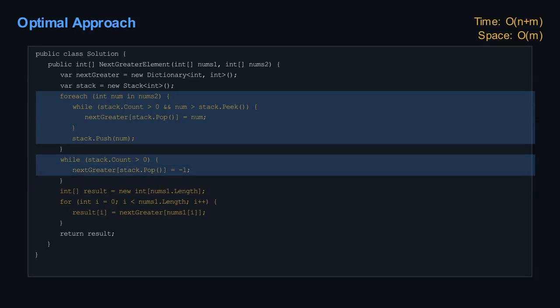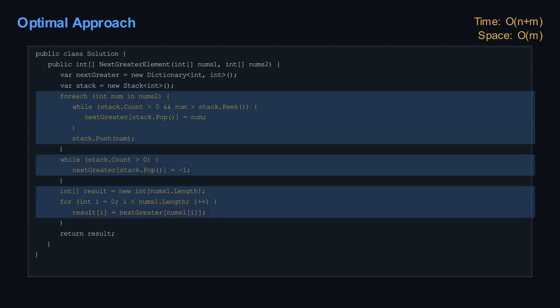After the loop finishes, any values left in the stack never saw a larger element, so we pop them all and record -1 in the map. Finally, we build the result array by looking up each element of nums1 in the map.